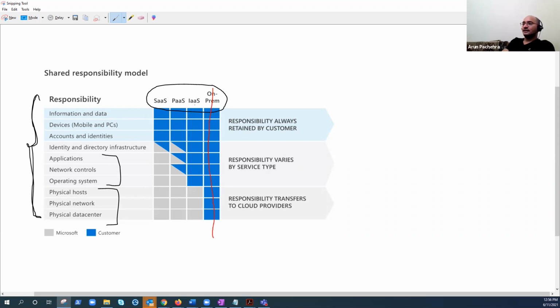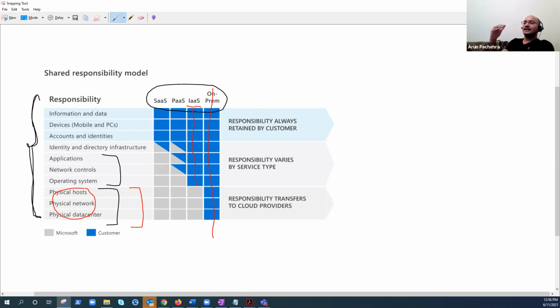But let's suppose it's IaaS, then you're not responsible for these physical things, right? This would be taken care of by the cloud provider. You would be responsible for the rest because in IaaS you are creating your own virtual machine, you are creating the entire infrastructure by yourself, so you are responsible for that infrastructure. These blue marked boxes are the customer's responsibility, and these three are the cloud provider's responsibility. So as we go up from on-prem to IaaS to PaaS to SaaS, customer responsibility is decreasing and cloud provider responsibility is increasing.